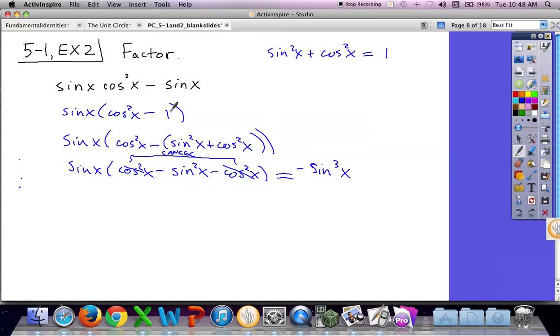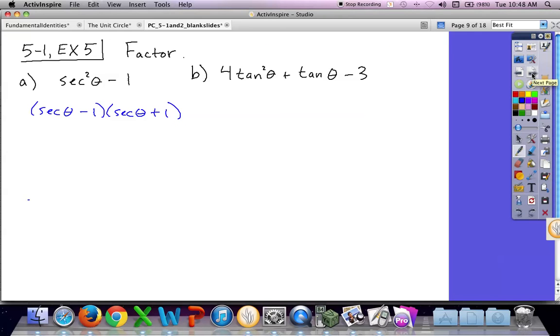But could you have done a difference of squares there? Sure. That would have been cosine plus 1, cosine minus 1. But it doesn't mean you're always going to do that. It's not always the right path.